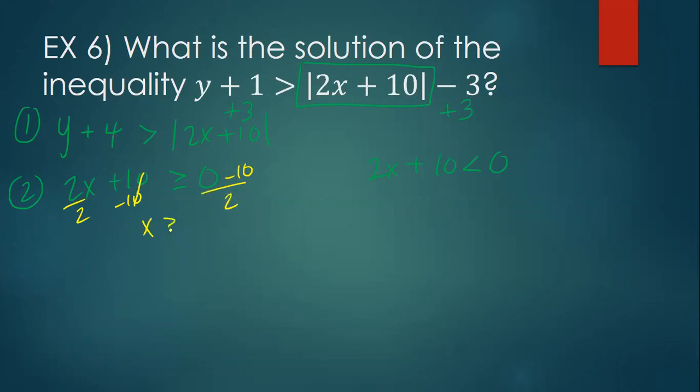So that gives me x is greater than or equal to -5. Same plan of action, subtract 10, then divide by 2. So x is less than -5. So this represents the right side of my graph. This represents the left side of my graph.